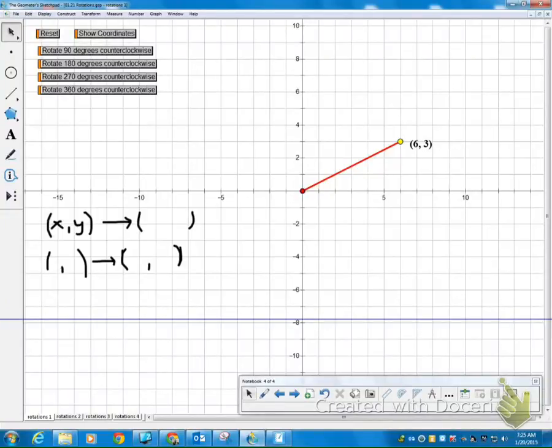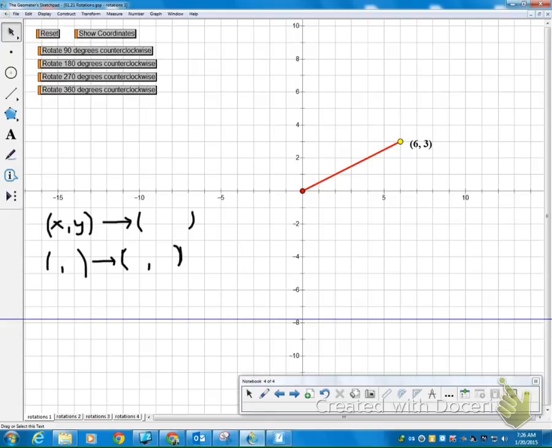Okay, so we're looking at another set of rotations. This time we're going to focus on 180 degrees just to see what happens there. This is all about finding our motion rules, so we want to see what's going to happen to my original x and y coordinates after I rotate that point a full 180 degrees. So let's take a look.